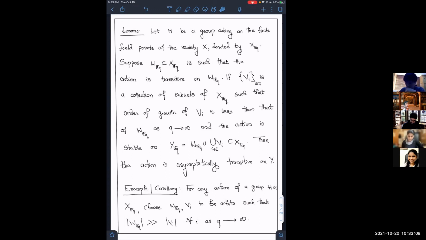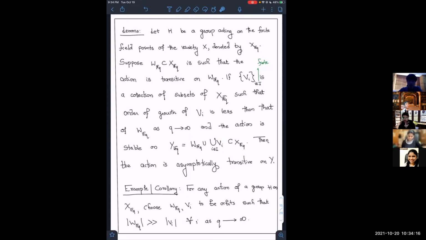Then, let's call the index set I to be finite for now. If it is not finite, it's still fine. So if we have a finite collection of subsets V_i of X(FQ), their sizes could depend on this prime Q, right? So we are interested in the case when Q goes to infinity. In that case, if the growth of the sizes of these V_i is small, or at least less than the size of W(FQ), then we can look at the union of this stable subset W along with the V_i.